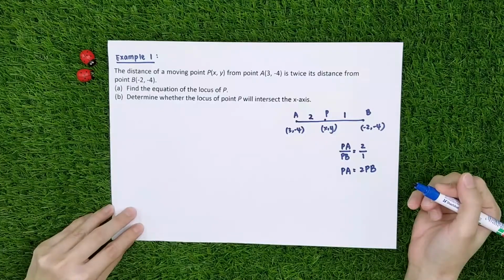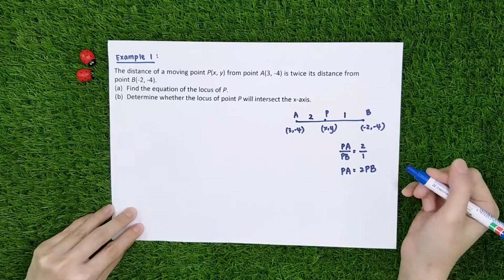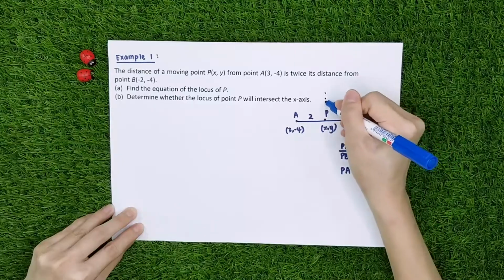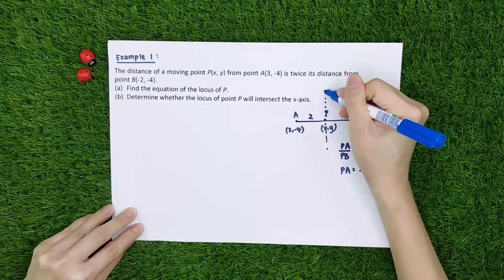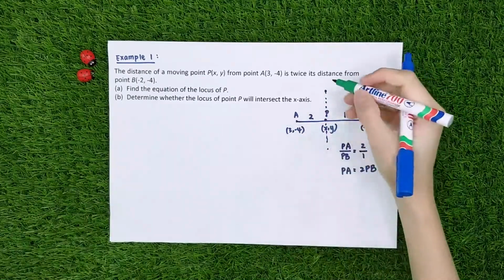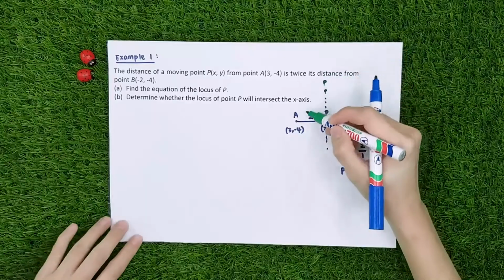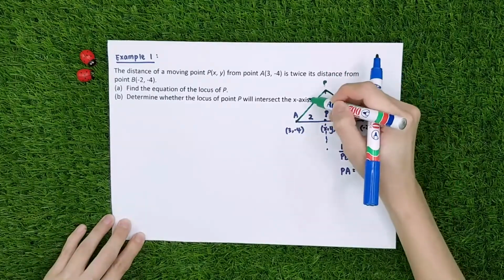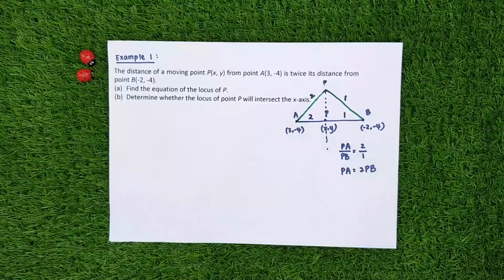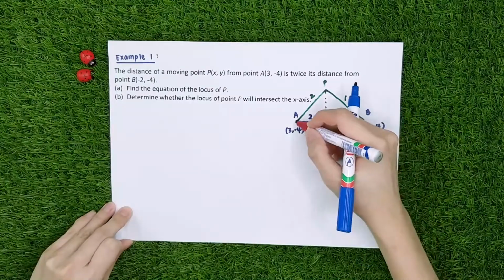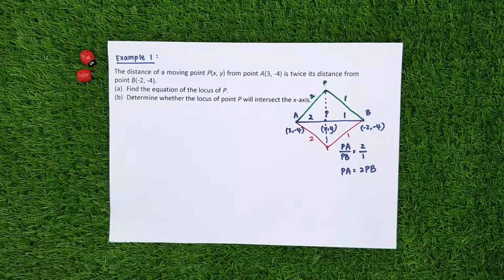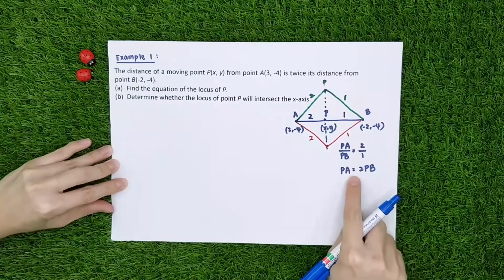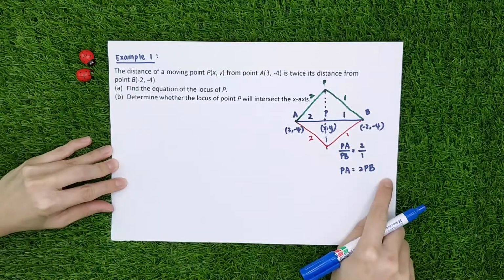Now we can find the equation of the locus of point P. The equation of the locus of P is here. No matter where the point P moves, if the point P moves to here, the equation still can be used. The ratio is still 2 to 1. Let's say the coordinate P moves to here. The distance between AP and PB is still in the ratio of 2 to 1. So this is the equation of the locus P. Now we use PA is equal to 2PB to find the locus of P.